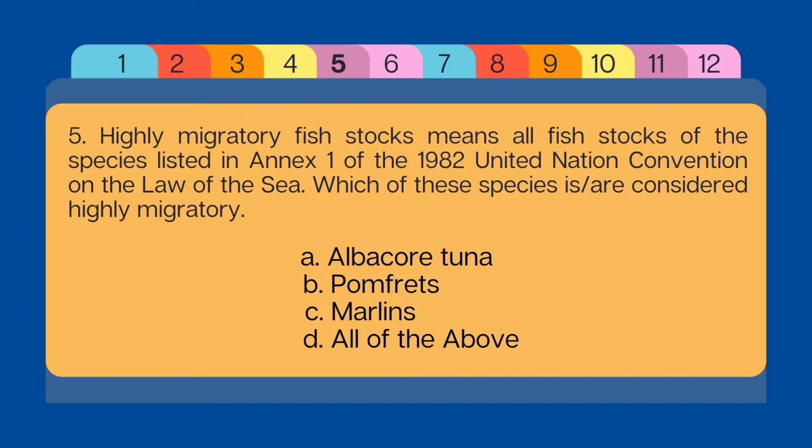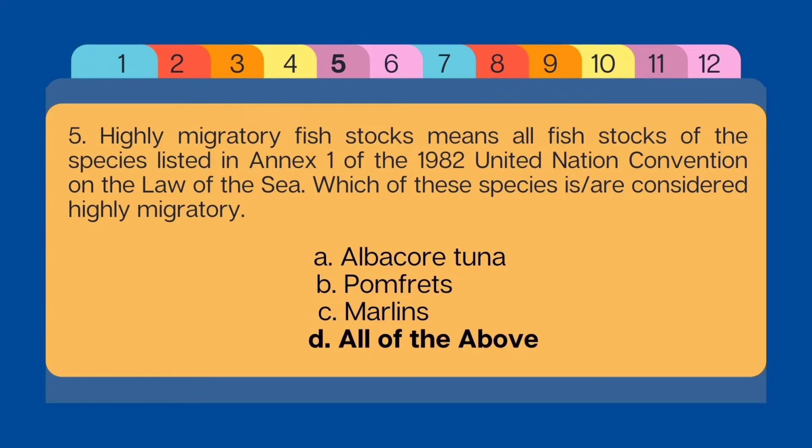Number 5. Highly migratory fish stocks means all fish stocks of the species listed in Annex 1 of the 1982 United Nations Convention on the Law of the Sea, which of these species are considered highly migratory. A. Albacore tuna, B. Pomfrets, C. Marlin, or D. All of the above. The answer is D. All of the above.